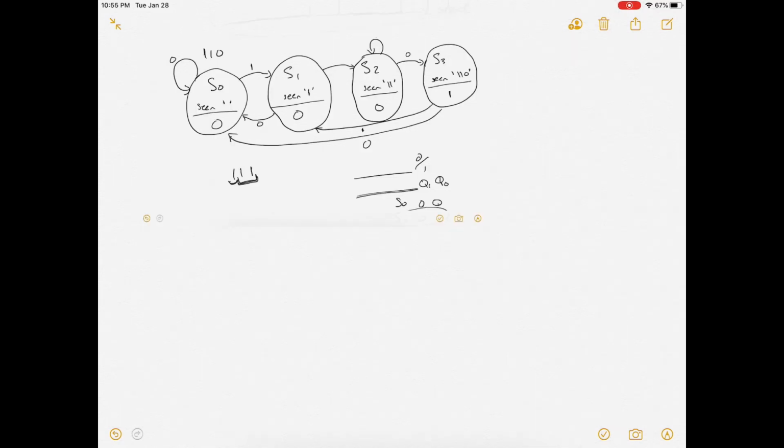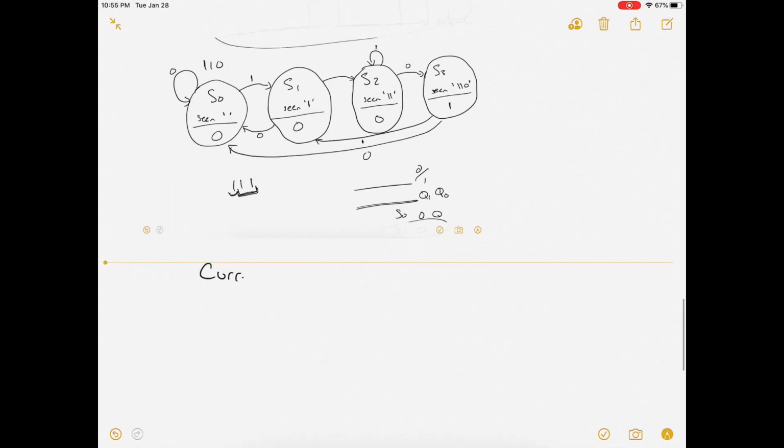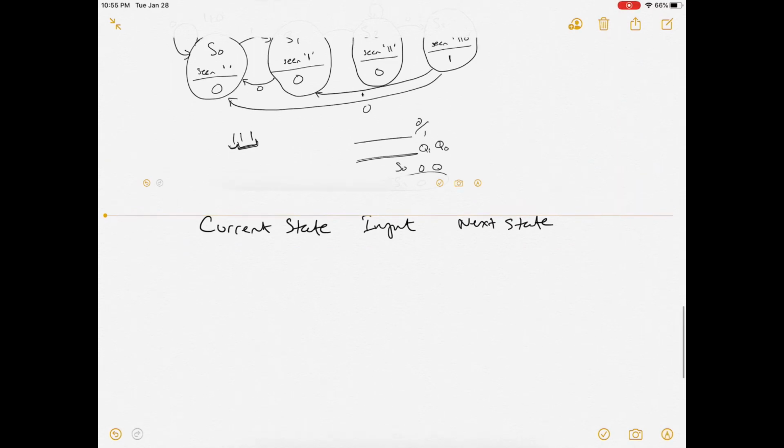Okay, so inside our truth table, we're first going to have what is the current state and what is the input and what is the next state we want to achieve. So for the current state, the input can be 0 or 1. The current state is represented by Q1 and Q0, which we just talked about, which are the two wires going out of the D flip-flops. And the input, we can call it I. And the next state will be Q1 plus and Q0 plus.